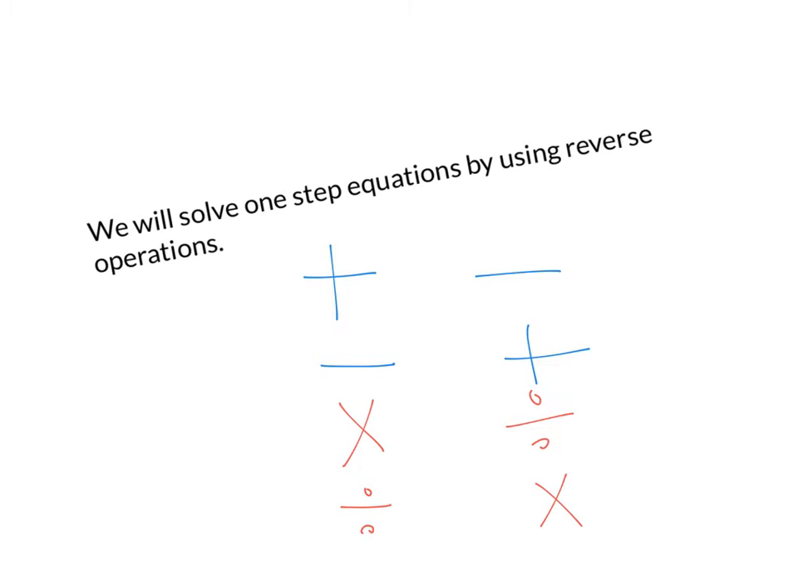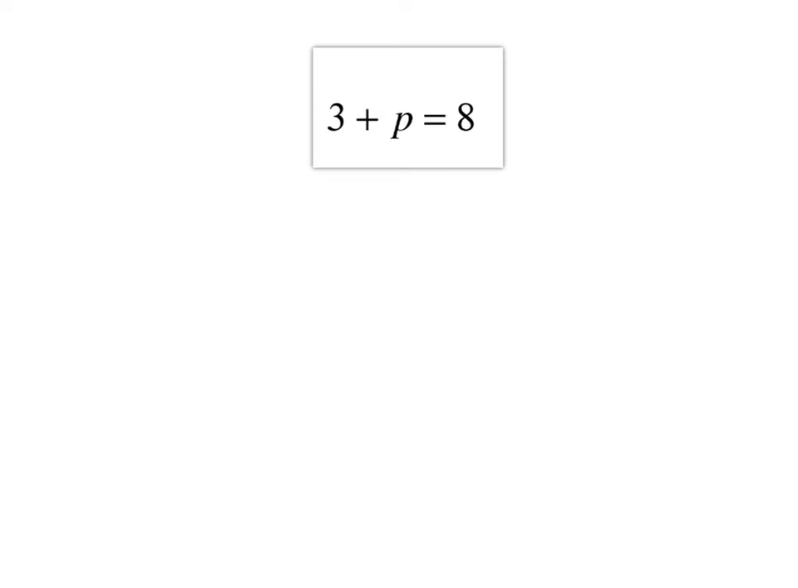So let's try some. In this example, 3 plus p equals 8. The goal is always to find out what the variable is. So we want to know what p is. Now, just by guess and check, we can see that p is 5 because 3 plus 5 equals 8. But we're going to use reverse operations to understand how to work with equations so that when they get more challenging, we'll have some skills.